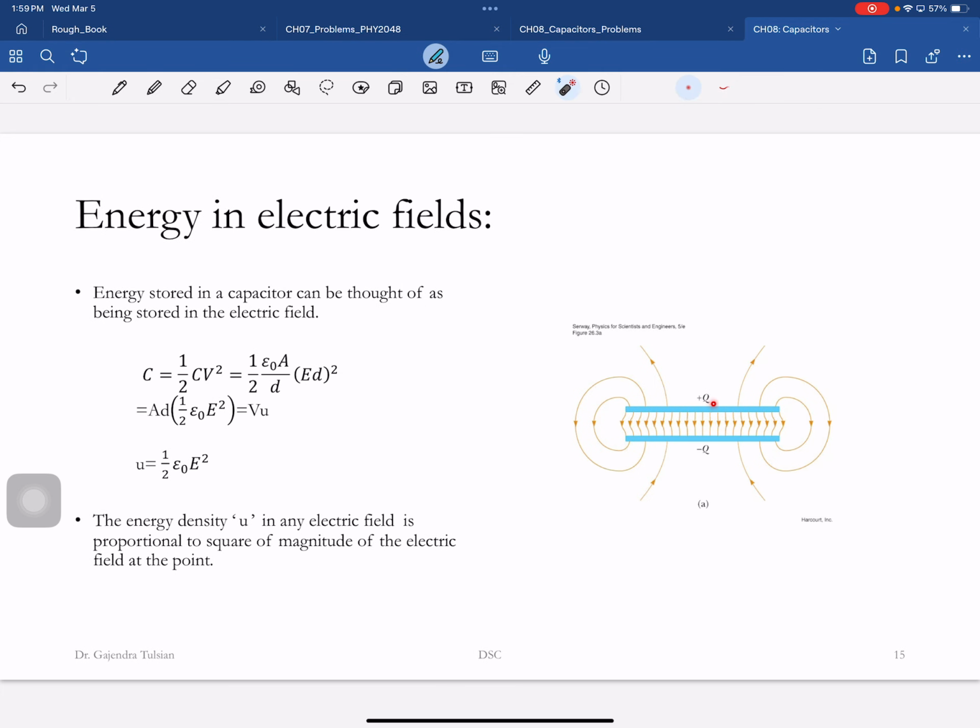Now, when you charge these, there's an electric field between the plates. And so what this slide shows you is the following. The energy is 1/2 CV squared. That's the voltage. The voltage is the electric field strength times the distance between the plates. There's the capacitance in terms of the area for a parallel plate. This is very important. Make sure you understand this.